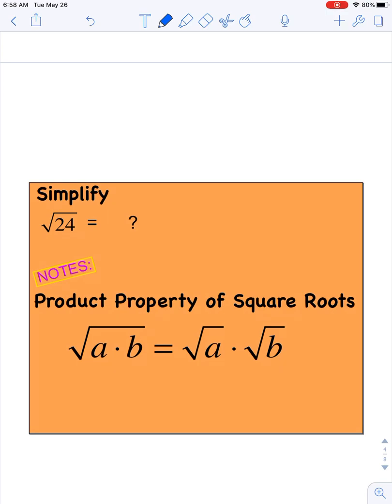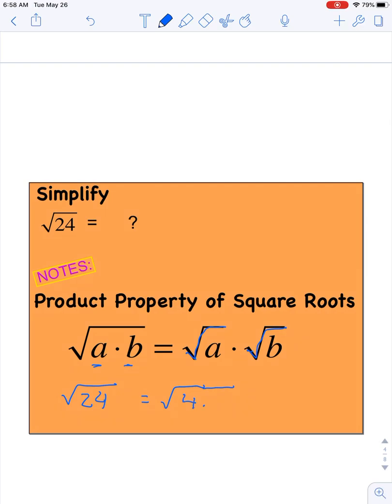So we're going to use what's called the product property of square roots. The product property of square roots says that if you have two numbers multiplied under the same radical sign, then you can separate and give each of those numbers their own square root sign so you can take the square root of them. So when we look at the square root of 24, there are many different numbers that we could break 24 into. We could break 24 into 6 times 4 or 8 times 3.